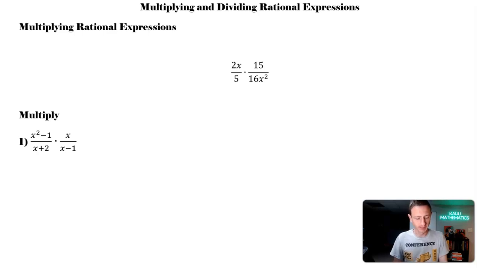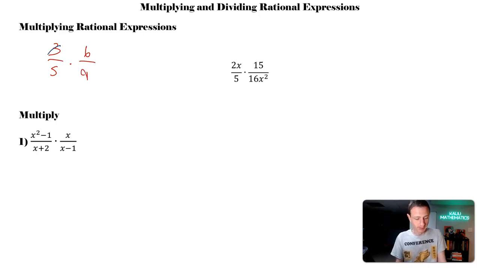Today we're going to take a look at multiplying rational expressions. Multiplying rational expressions works very closely with just multiplying fractions. Like if I had 3 over 5 times, let's say, 6 over 9, something like that.